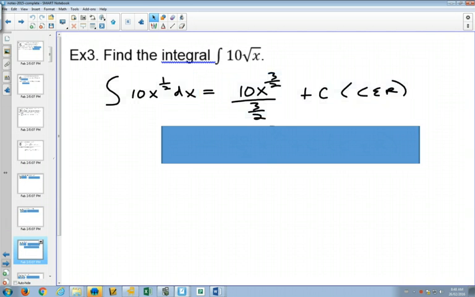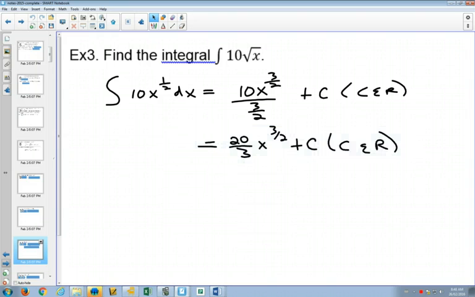So here we have to change it first to an x to the half. Again, add 1 to the exponent. And then once you simplify that complex fraction, you get 20 over 3.